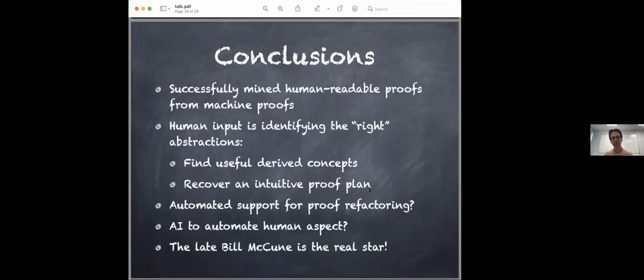I would say the main message here is how powerful Prover 9 is. This is due to the late Bill McCune, who developed a tool that is incredibly fast and able to find new results in equational theories that really surprised us. I think that's it. I'll leave a few minutes if anyone has questions.